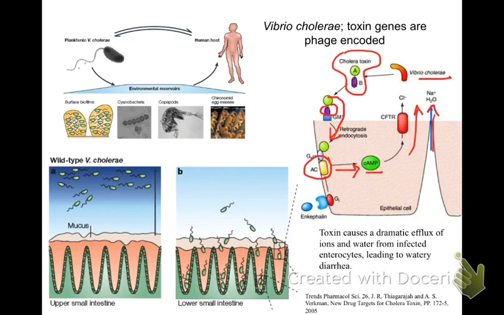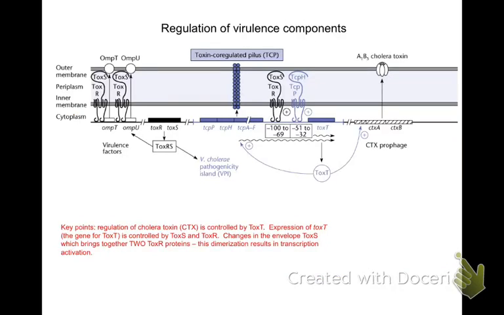So people become incredibly sick, not because of the Vibrio directly or per se. It's actually because of this cholera toxin and the extreme loss of water and electrolytes that results in the very watery diarrhea that these people have. So let's look at how these virulence components are regulated in cholera.